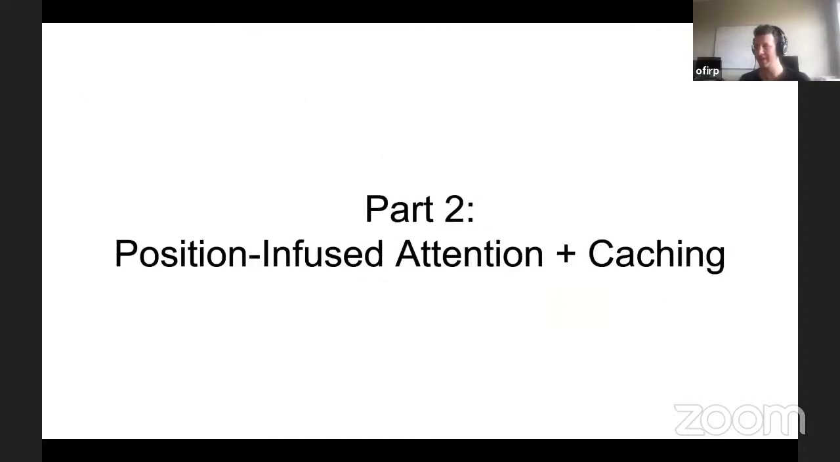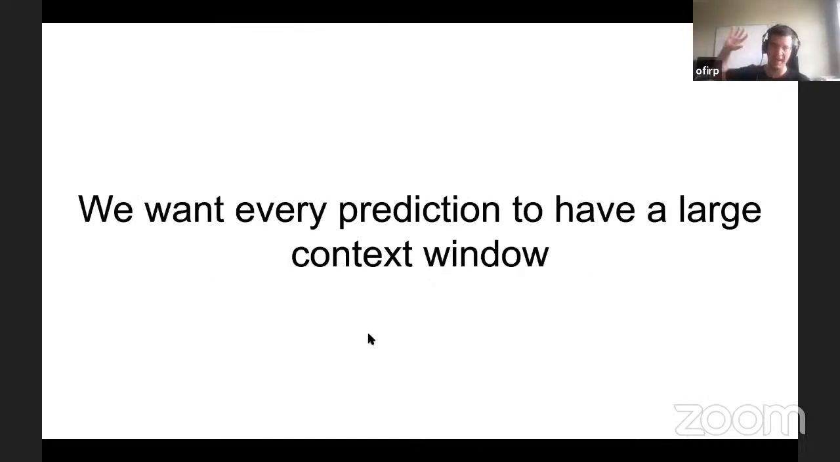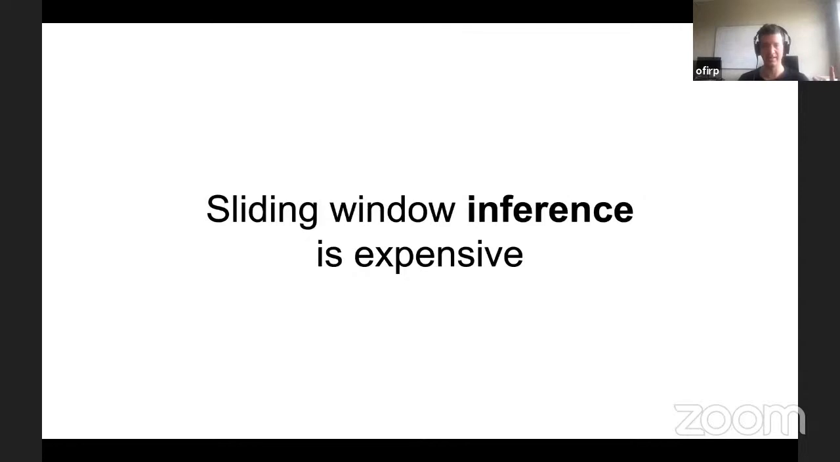Okay, this is the final part of this presentation, and I'm going to talk about this other method that we introduced called Position-Infused Attention, which also goes along with caching. Yeah, let's talk about it. So we're going back now to part one, where our big summary was that we want every prediction to have as much context as possible. And what we saw in part one was that sliding window can do this, and it works great.